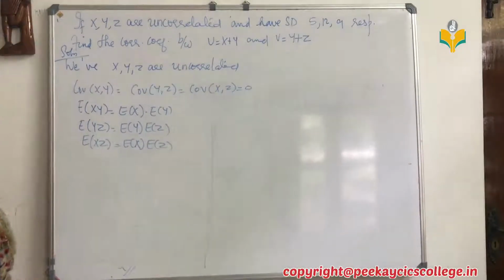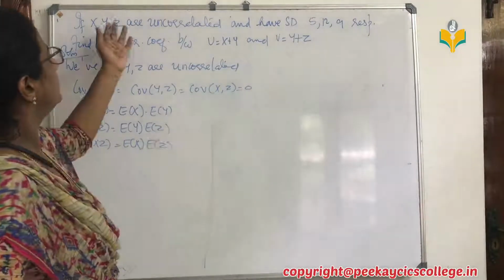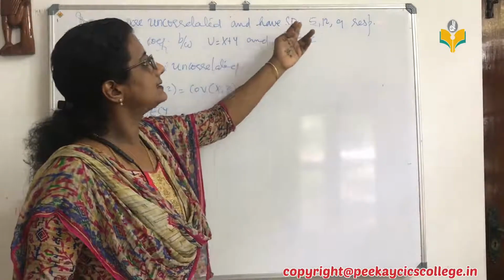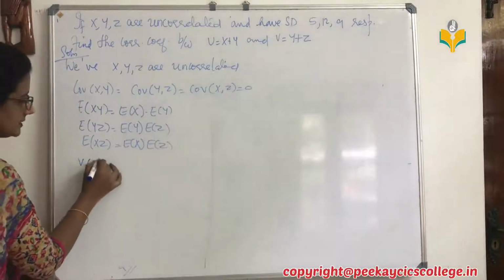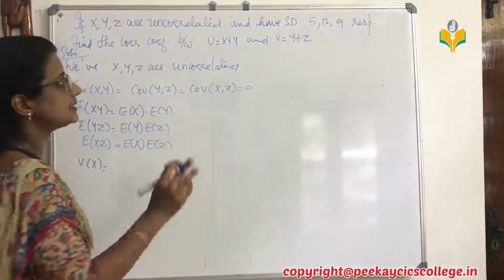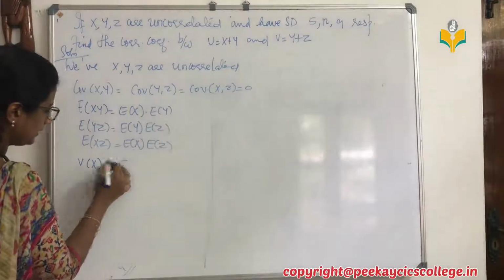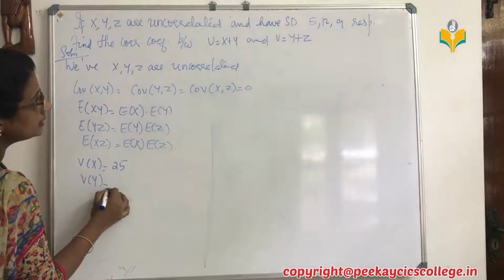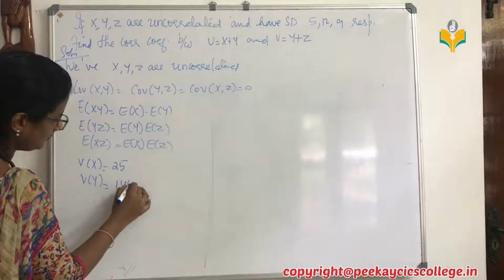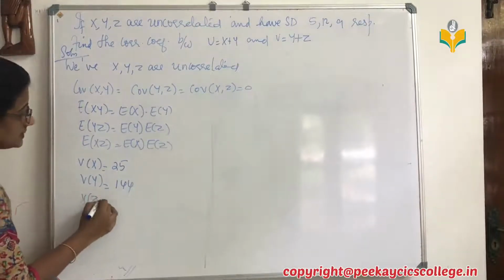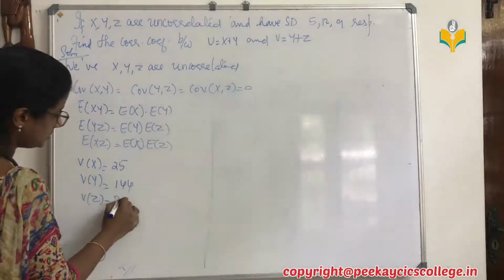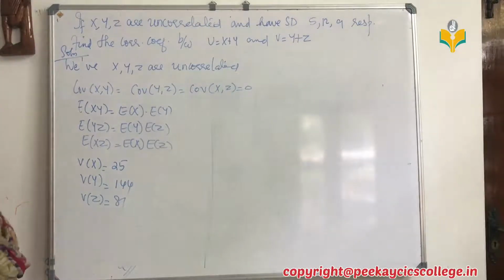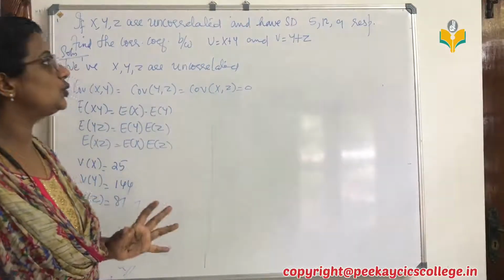Clear? Now we have given that x, y, z are uncorrelated and the standard deviations are 5, 12, 9 respectively. So what is the variance of x? Variance of x equal to the square of standard deviation, 5 square equal to 25, and variance of y equal to 12 square equal to 144. Variance of z, standard deviation is given 9, so the variance is 81. Clear?